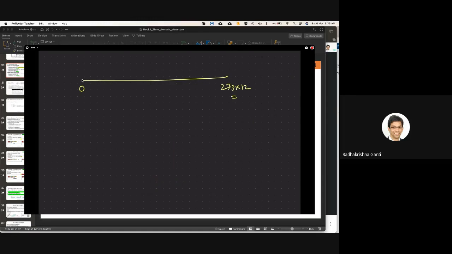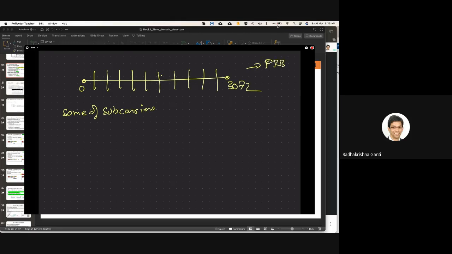Okay, so you generally have 0 to so many subcarriers. Okay, 0 to 3072 subcarriers or some number of subcarriers less than 4096. Let's just take 3072 for simplicity. So essentially these subcarriers are like this. This is my PRB grid. Some of the subcarriers are data.